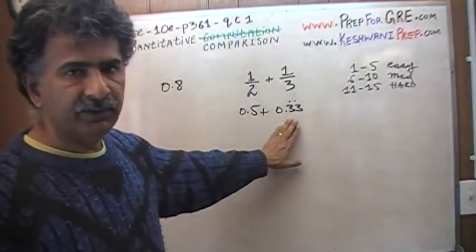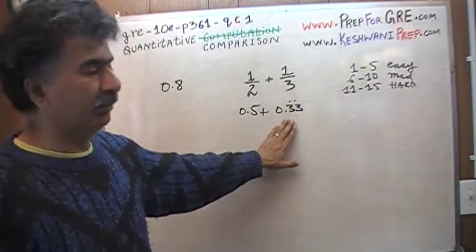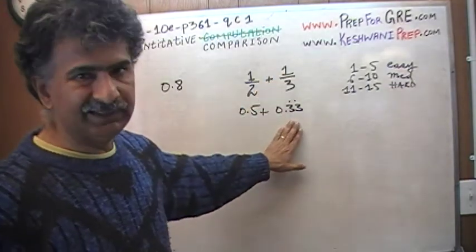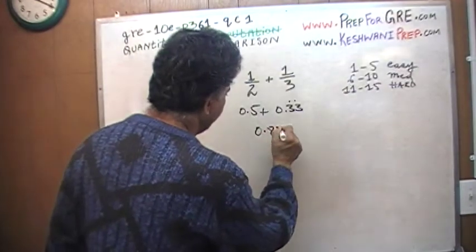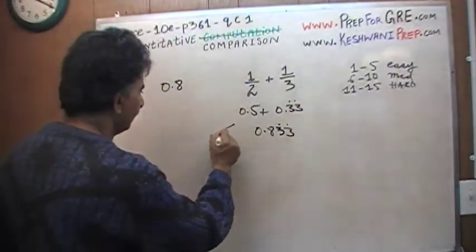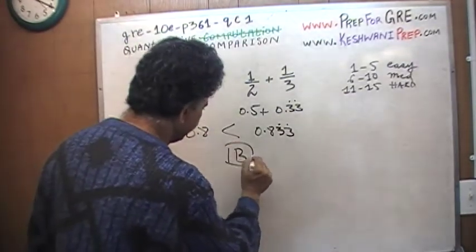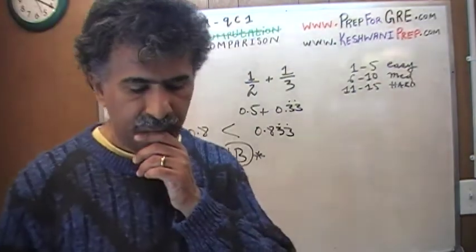0.5 plus 0.3 would have been the same as 0.8. But you have to keep in mind that 1/3 is 0.33, and therefore this quantity is 0.8333 repeating all the time. And therefore, this is more than 0.8. That's all. The answer is B. That's it, we're done. Pretty straightforward, pretty simple, as I told you before.